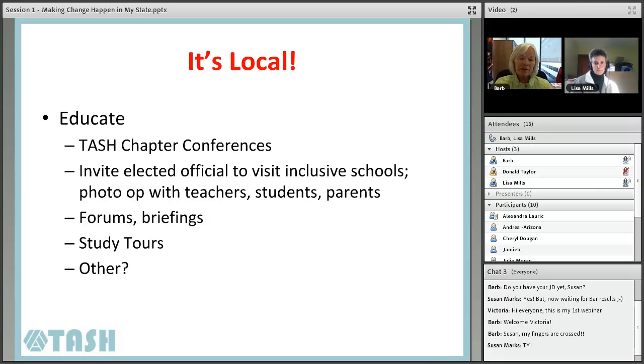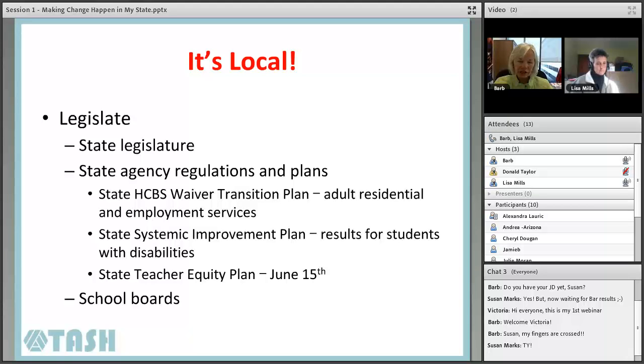Forums and briefings are really effective. Study tours, where elected officials, state agency decision makers, and others go from place to place to see that inclusion works in a variety of different communities, not just one school. So, those are some ideas for education strategies.